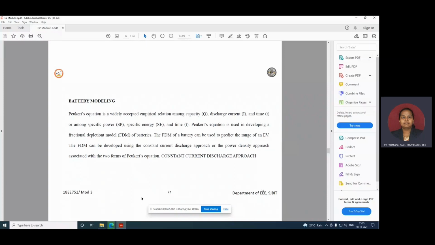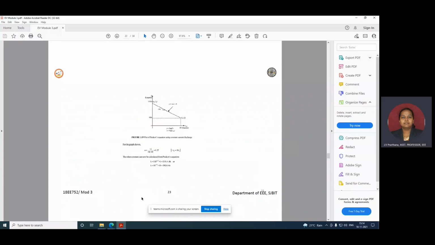Peukert's equation is used in developing the fractional depletion model (FDM) of the batteries. Two main forms of equations are prevailing in the market. The FDM can be developed using the constant current discharge approach or power density approach associated with two forms of the equation. Let's see the constant current discharge approach.